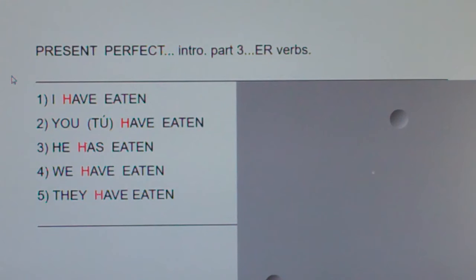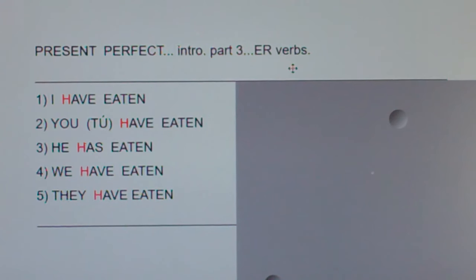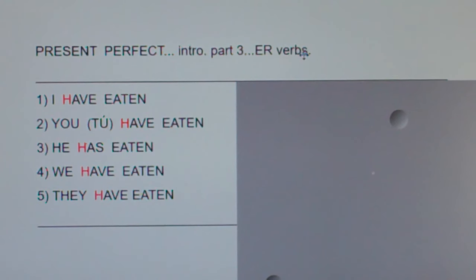In this clip, we're going to be talking about present perfect for ER verbs like comer. Okay? Now, hopefully you've already watched the clips present perfect for AR verbs and present perfect for IR verbs. This will be a lot easier to understand if you've already watched those two. All right, I'm going to say the following 5 phrases in English, then Spanish, then clap. And after I clap, I'd like you to repeat just the Spanish with me.